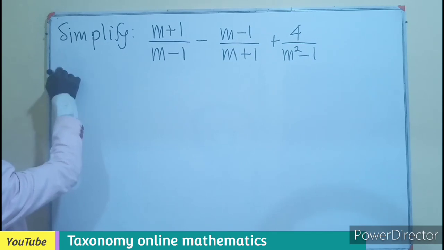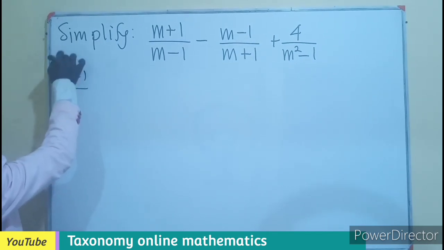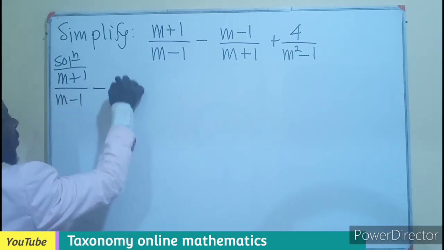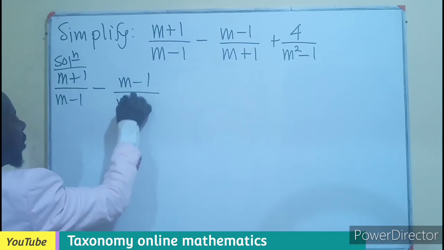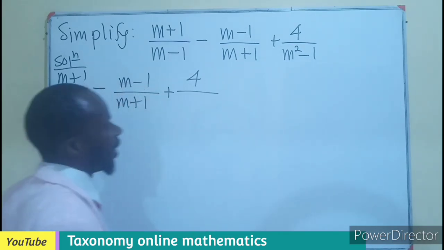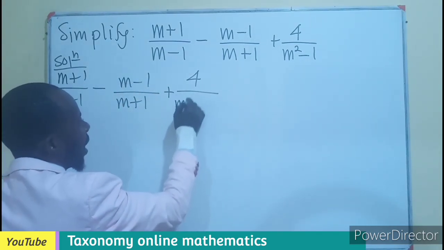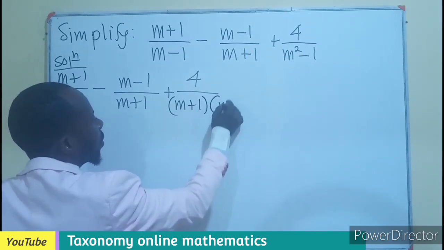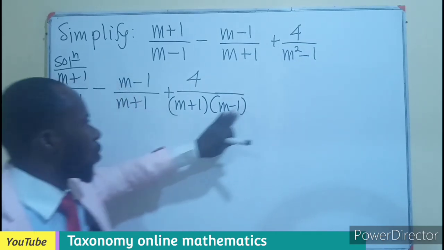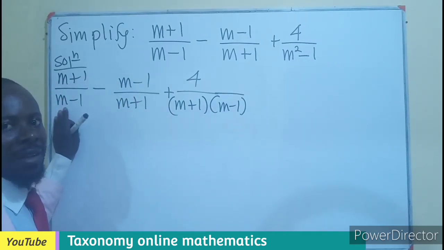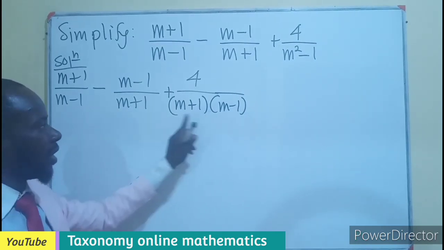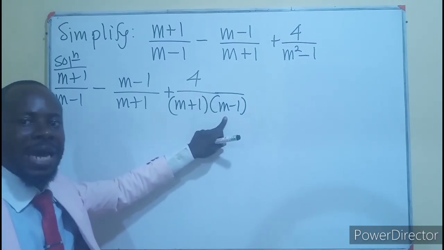this is going to be (m plus 1)(m minus 1). We are going to have a difference of two squares. So we have (m plus 1)(m minus 1). This is just the same as this. So now combining these three terms as the LCM, when you multiply this, you get the same thing. So it means (m plus 1)(m minus 1) becomes the LCM.